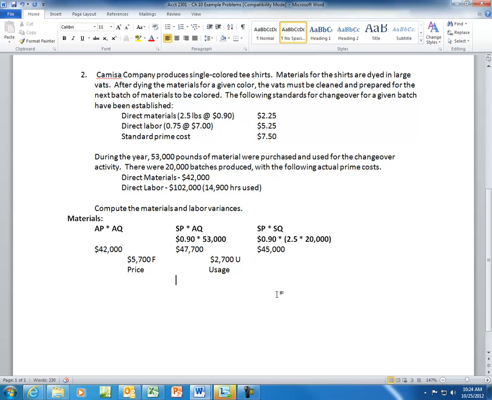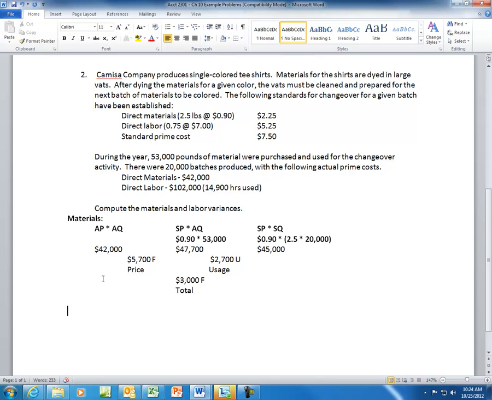To come up with the total variance, you can take the difference in the two far outside columns, so $42,000 versus $45,000. That gives you a $3,000 total variance, and the total variance is going to be favorable. We thought we would spend $45,000. We actually spent $42,000, so we spent less, so that's good. That makes it a favorable total variance. And that's all you have to do for the materials.